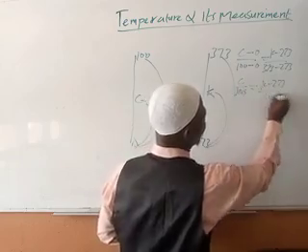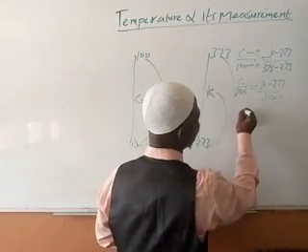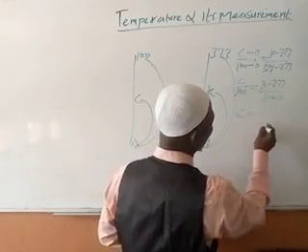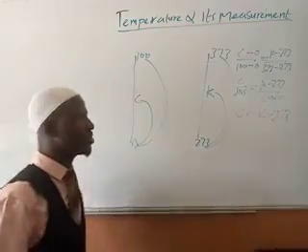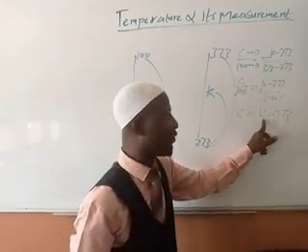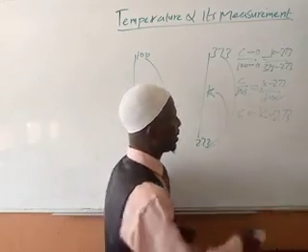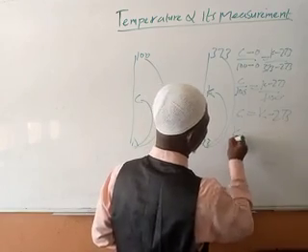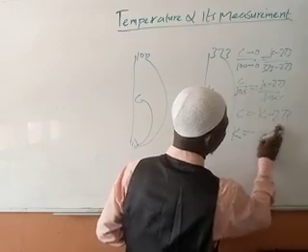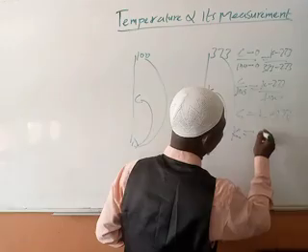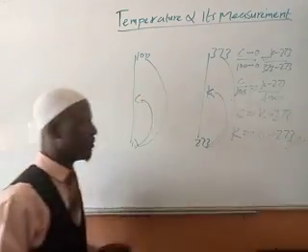You can easily cancel this one. So in that case, you have C, that is Celsius, is equal to K, Kelvin, minus 273. And if it is Kelvin you are looking for, just make K the subject of the formula, which will give us K is equal to C plus 273. So that is that about that.